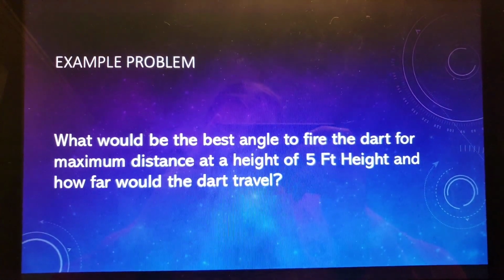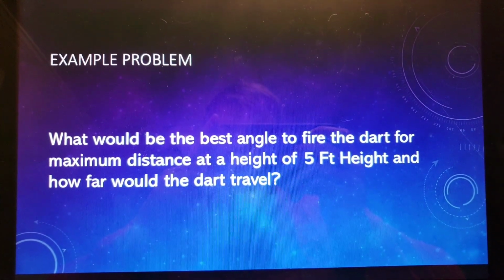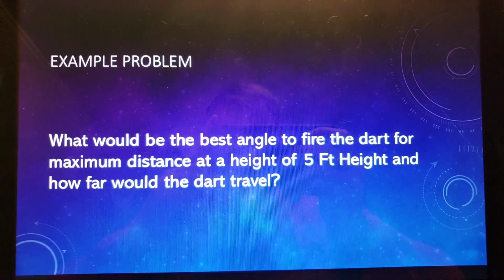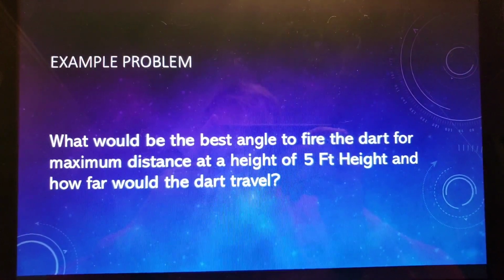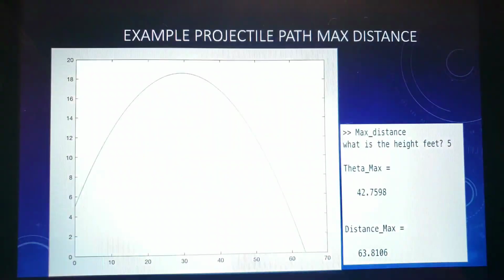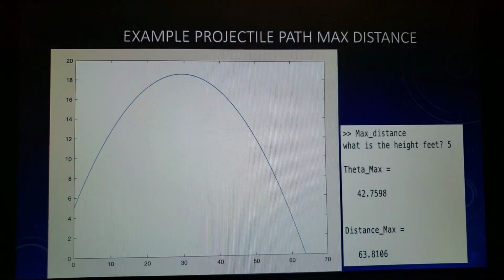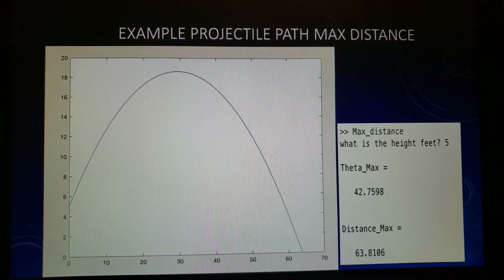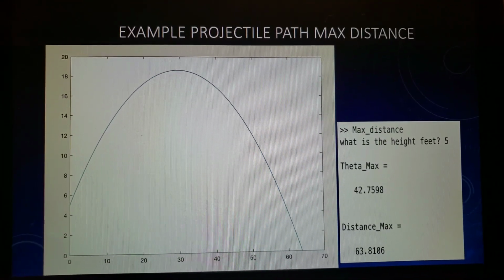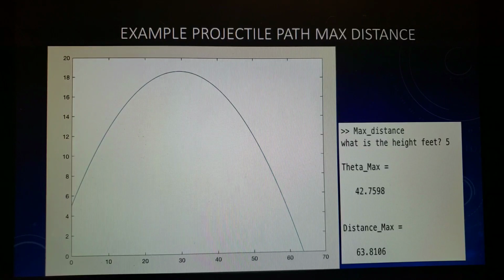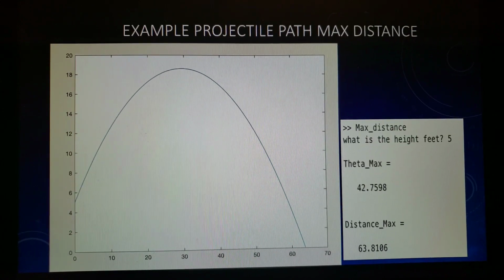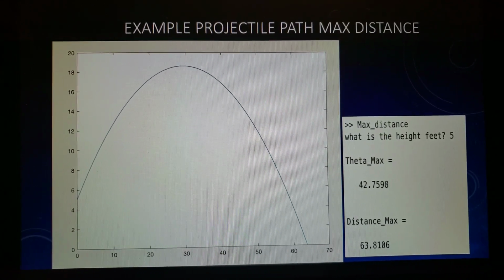So this is an example problem that we solved using our previously shown Matlab code. What we have right here is a depiction on the graph of the height and the distance traveled for our optimal angle, which was 42.75 degrees, and a max distance of 63.81 feet.